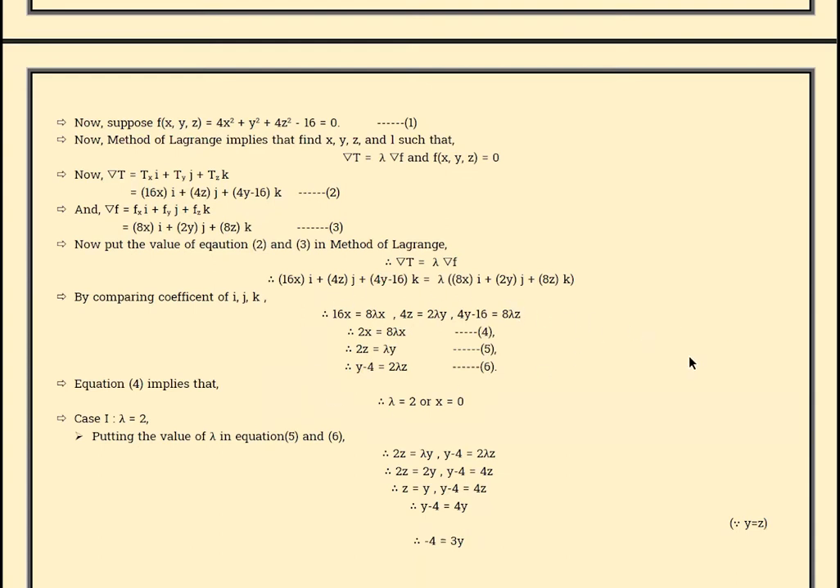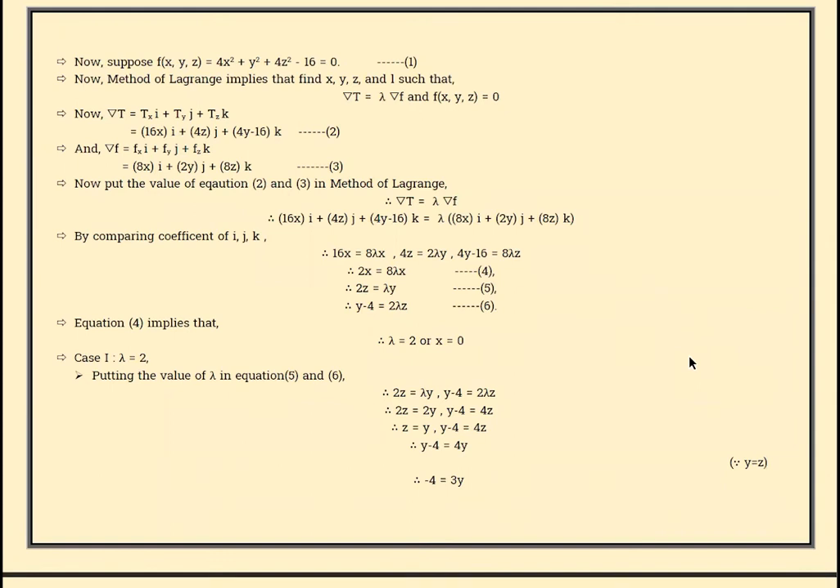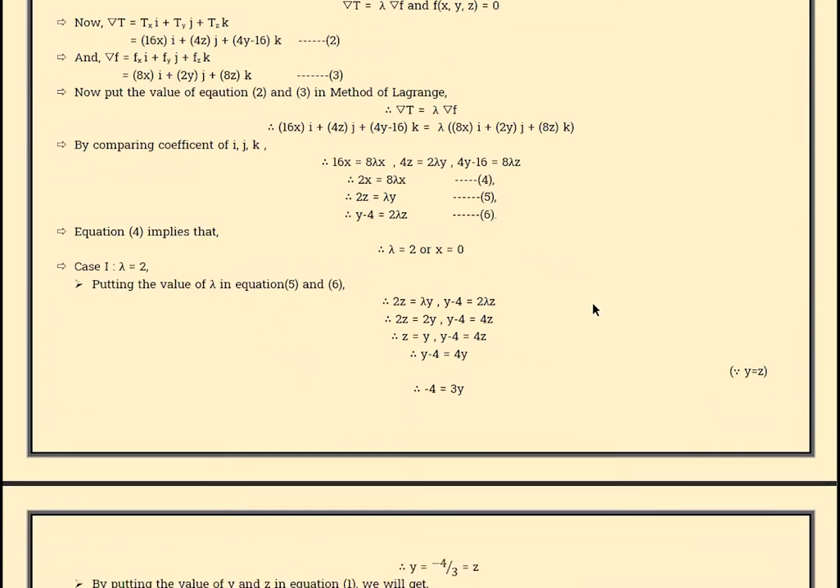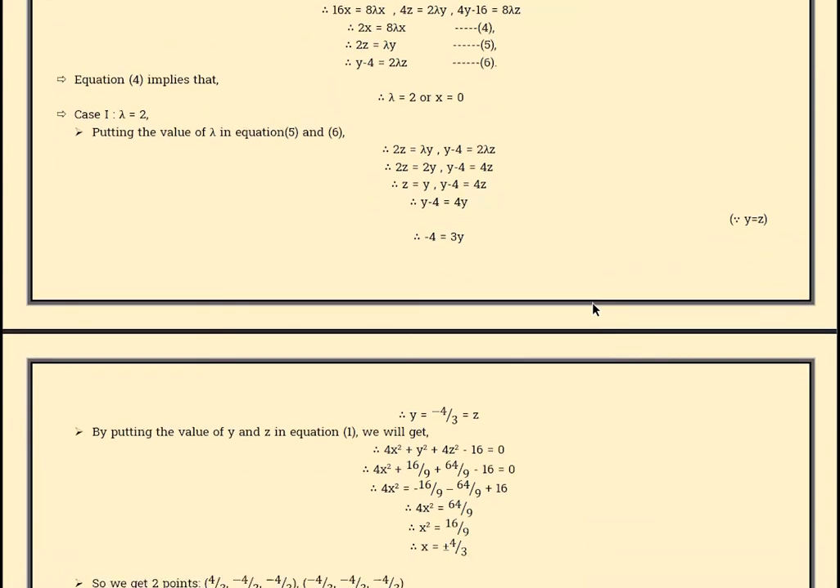Now equation 4 implies that we have two possibilities. One possibility is that λ is equal to 2, and the second possibility is x is equal to 0. Now considering the first possibility, λ is equal to 2, put the value of λ in equations 5 and 6. So we will get the value of y and z is equal to -4/3, and put the value of y and z in equation 1.